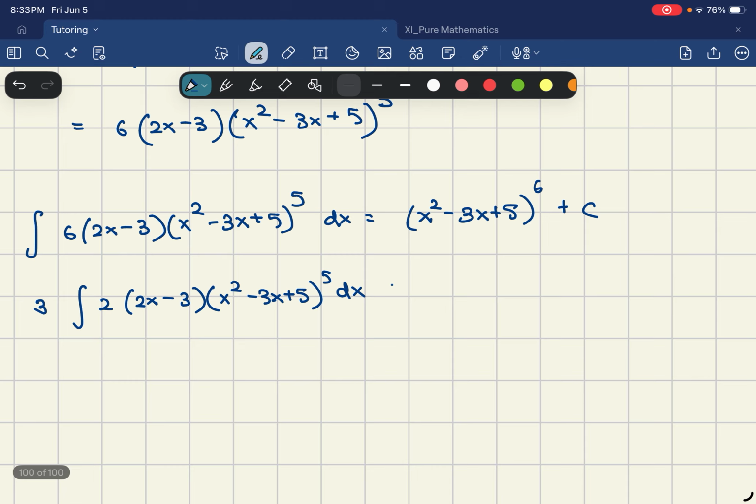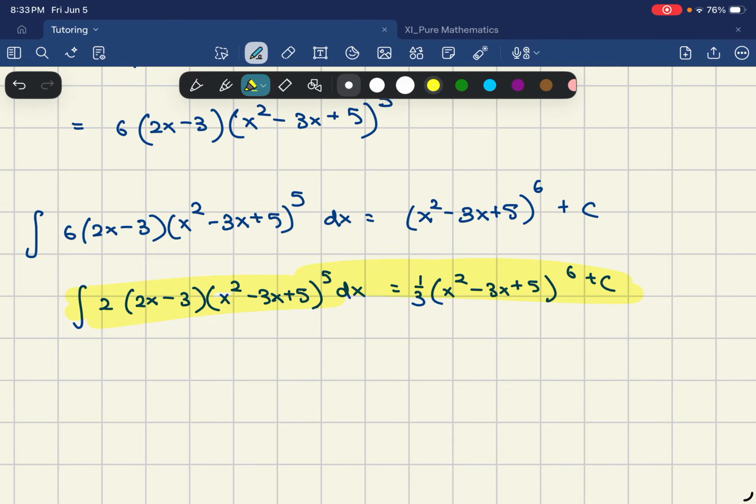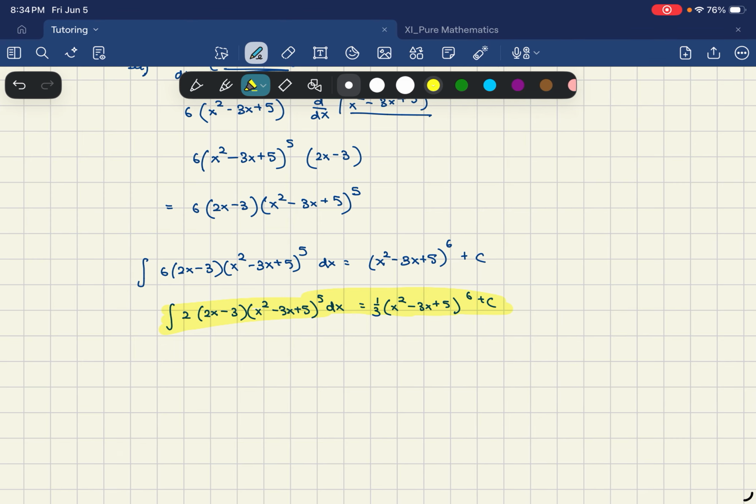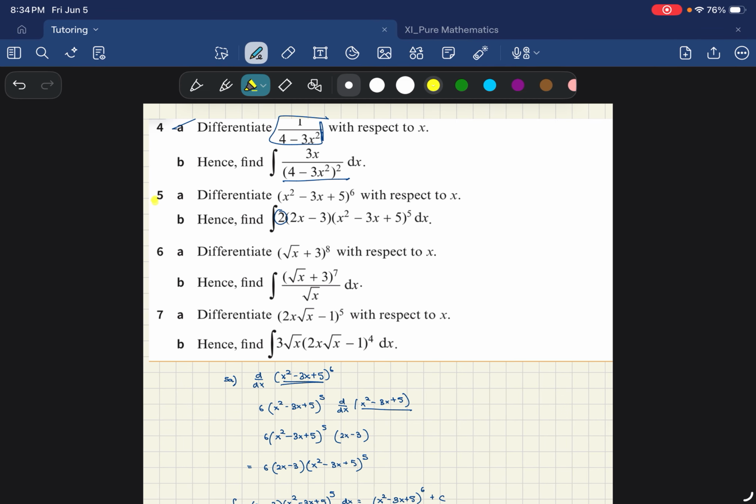So I get x squared minus 3x plus 5 to the power 6 plus c, and I just need to divide by 3 on both sides. And if I do so, this is going to be my final answer. All right, so I hope that was clear. So I just need to divide by 3, and if I do so, I get this expression. And that is going to be your answer. 1 over 3 times x squared minus 3x plus 5 to the power 6 plus c. All right, we are done with question 5.